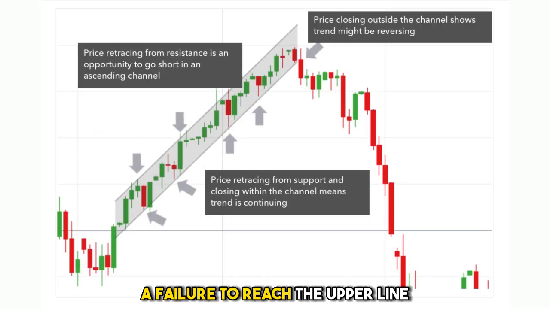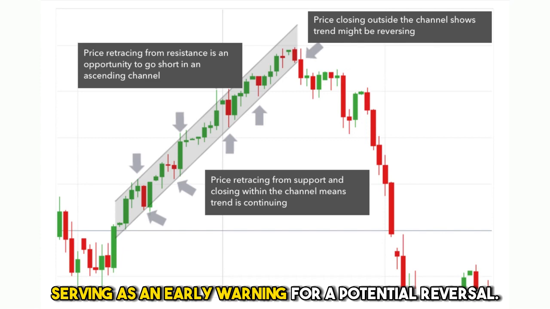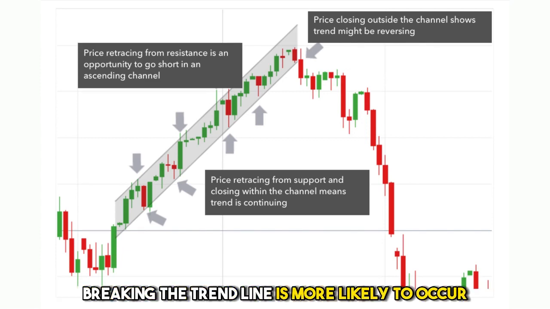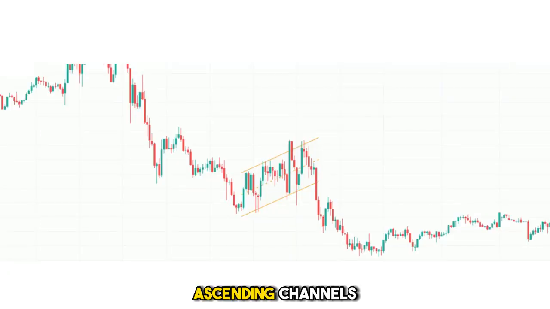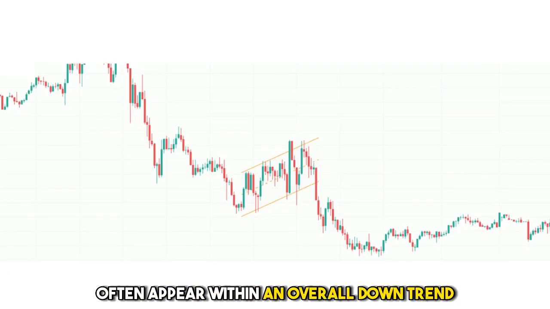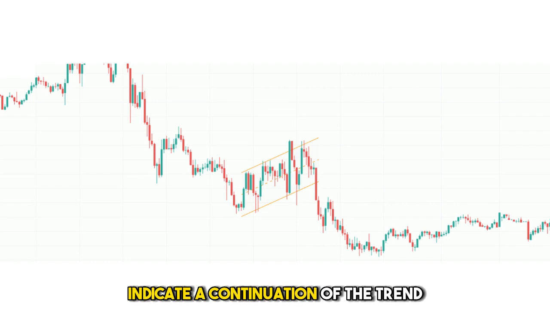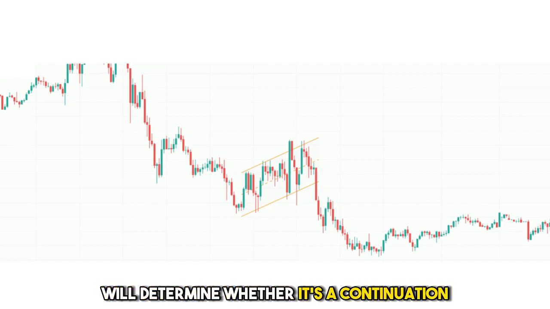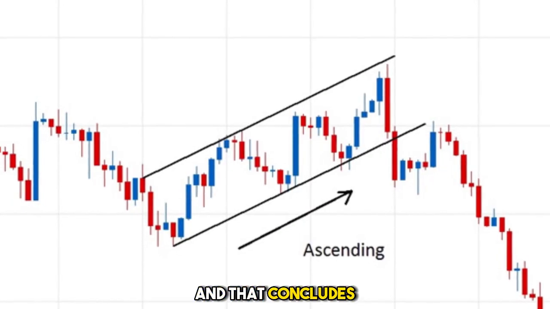Additionally, a failure to reach the upper line often signals trend exhaustion, serving as an early warning for a potential reversal. Breaking the trend line is more likely to occur in such cases. Ascending channels often appear within an overall downtrend, and they can either indicate a continuation of the trend or a reversal. The direction of the breakout will determine whether it's a continuation or a reversal.